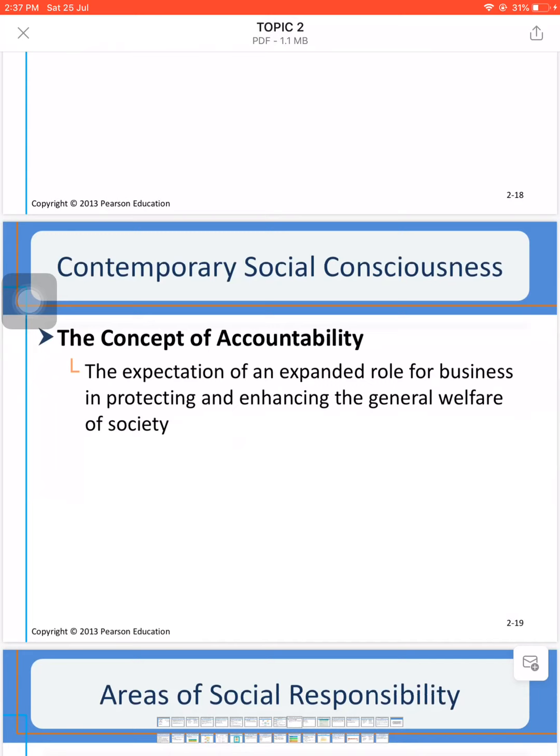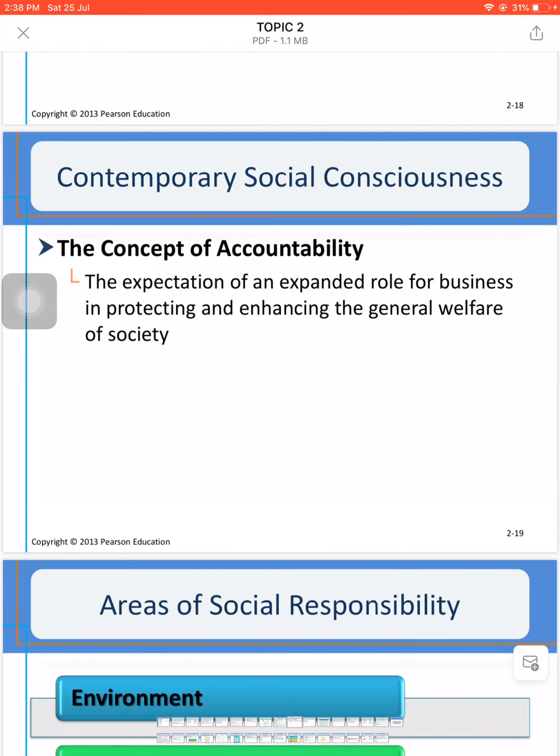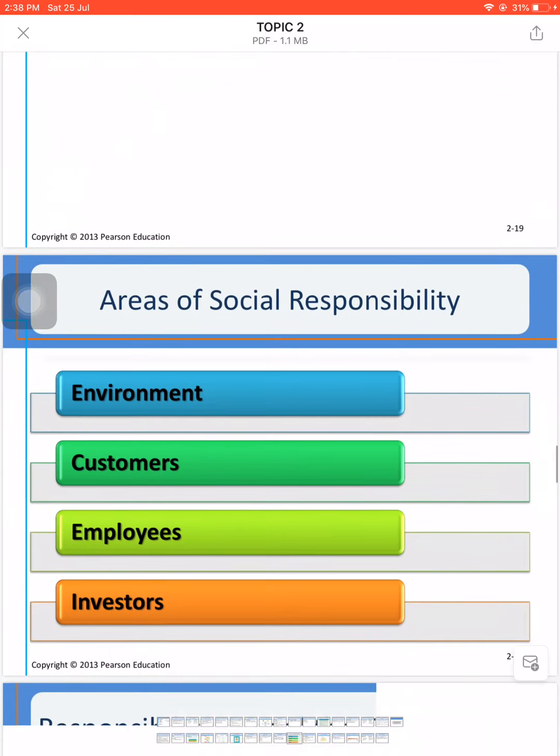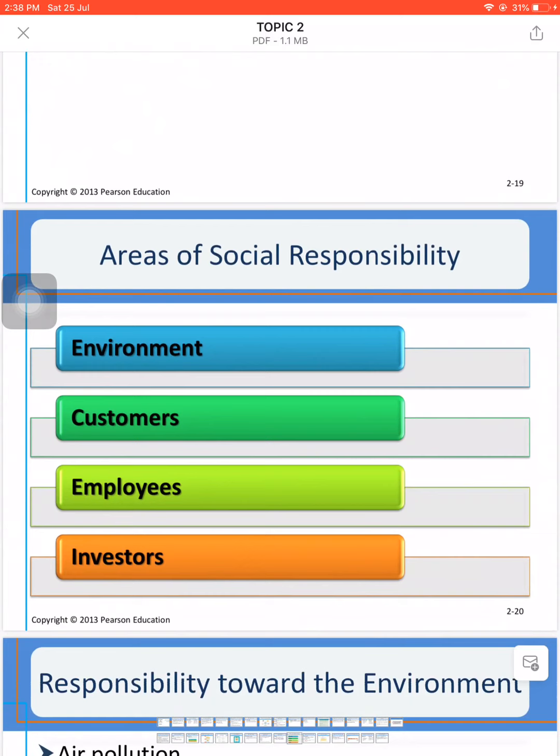Next is contemporary social consciousness, okay. This is the concept of accountability where the view towards social responsibility continues to evolve as managers work to meet the needs of various stakeholders in their business practices, okay. So contemporary ni I'm not emphasizing sangat. We go to next, which is areas of social responsibilities, okay. Areas of social responsibilities, okay, in this part is responsibility towards the environment, towards the customers, towards the employees, investor. This is the areas of social responsibility, okay.